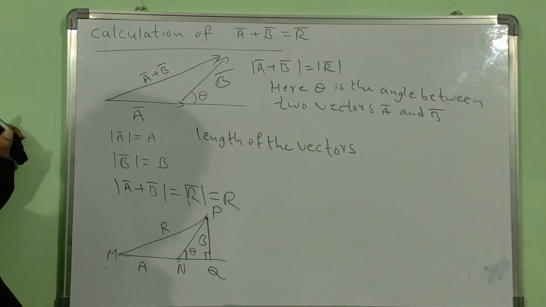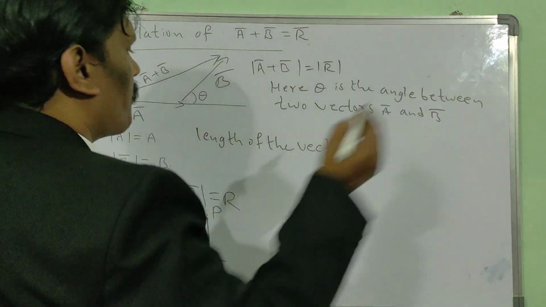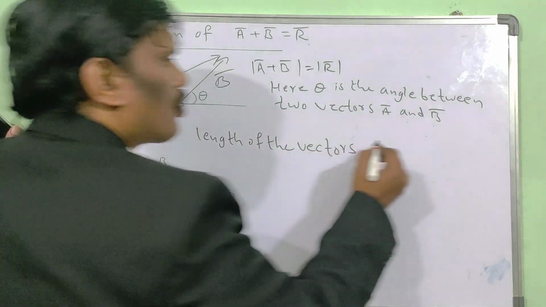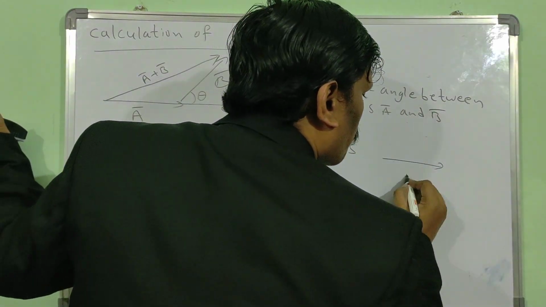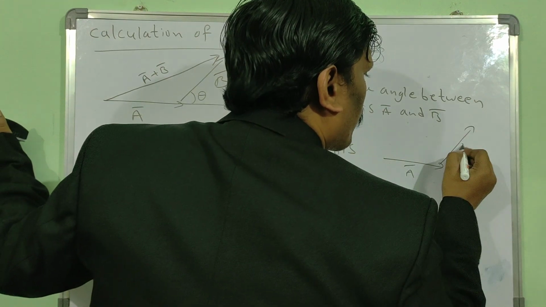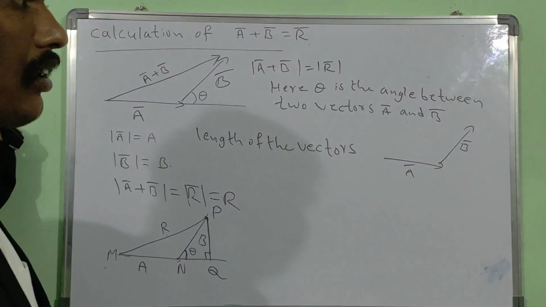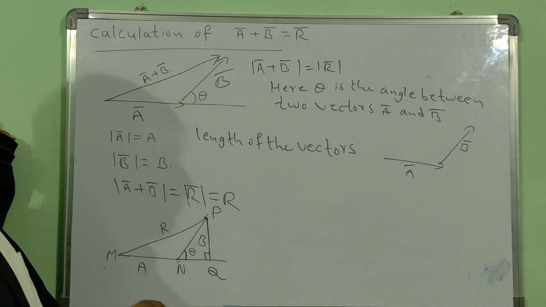Observe here. This is the A bar vector. This is the B bar vector. To calculate the angle between two vectors, two conditions are required.